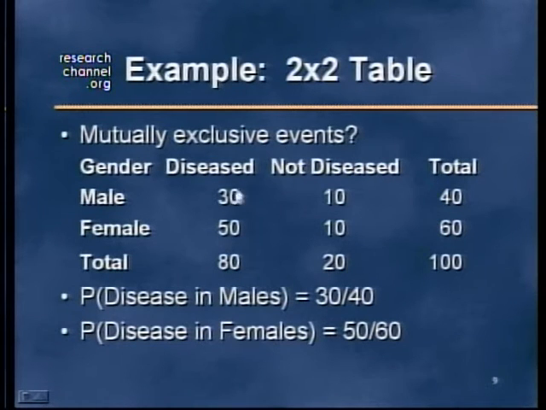No, you can have a disease and have a gender at the same time. So what we see are the four inner cells of this 2x2 table reflect four mutually exclusive categories defined by gender and disease. But we can see that you can be male and diseased at the same time, male and not diseased at the same time. So these are not mutually exclusive categories. So I've defined mutually exclusive events because it influences the way we calculate and handle the probabilities.